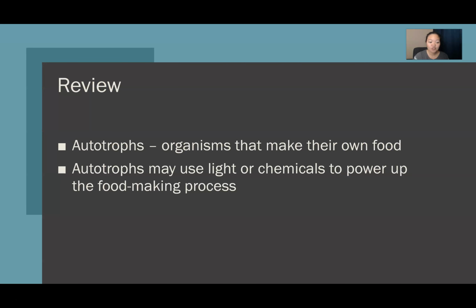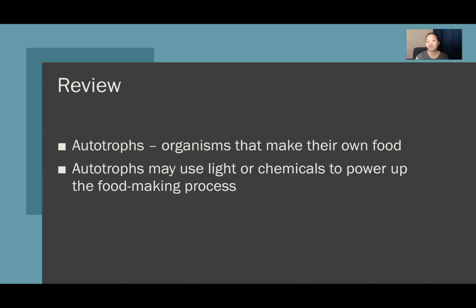All right? So plants are autotrophs. So this is just a review. Autotrophs are organisms that make their own food. Okay? So what that means is they don't go running around looking for food. All they need to do is go through a process for them to be able to make that food. So in this case, the autotrophs that we're looking at are plants.